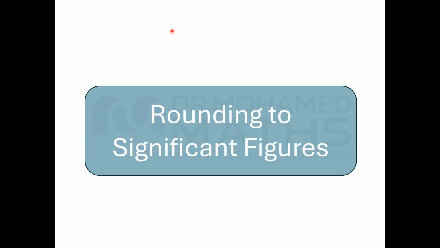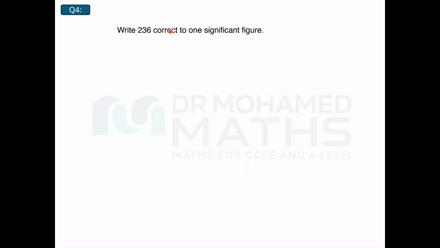Then we move to the fourth question, which is on a different topic, about rounding to significant figures. So it asks you to write 236 correct to one significant figure. And what does one significant figure mean? I need only one significant figure here. We have three significant figures here, isn't it? 2 is the first significant figure. The second significant figure is 3. And 6 is the third significant figure.